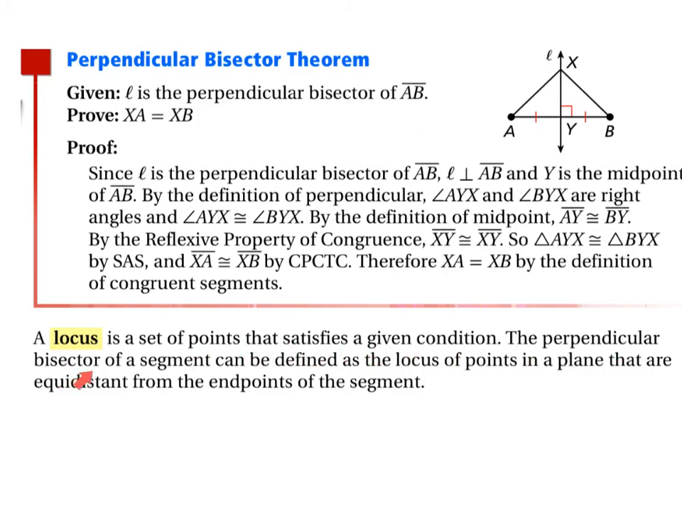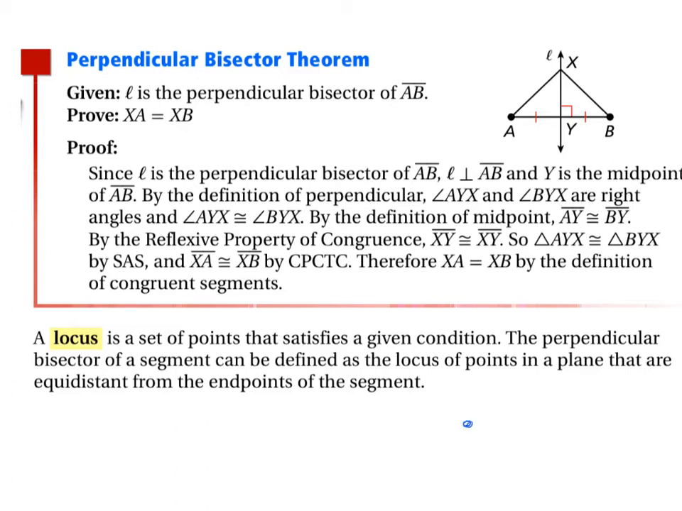The perpendicular bisector of a segment can be defined as the locus of points in a plane that are equidistant from the endpoints of a segment. Now you're like, I have no clue what that even means. Here is what it means.